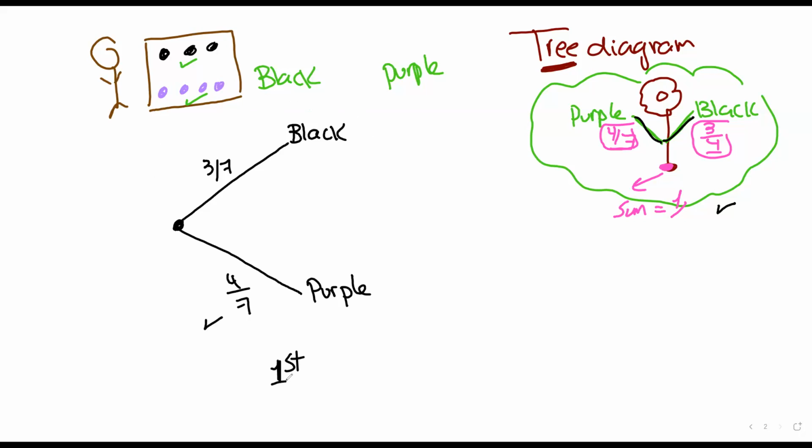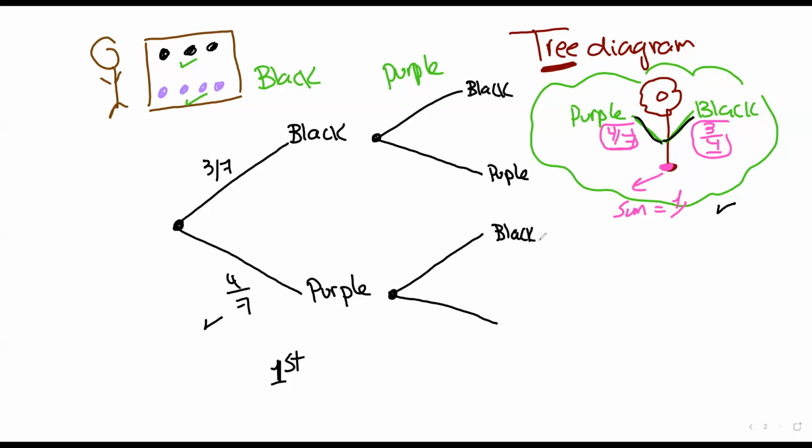Okay? So Omar will take black or purple. Now, from every outcome, I will create the same tree, with the same number of branches, the same colors, and the same probabilities. Here 3/7, here 4/7, here 3/7, and here 4/7.